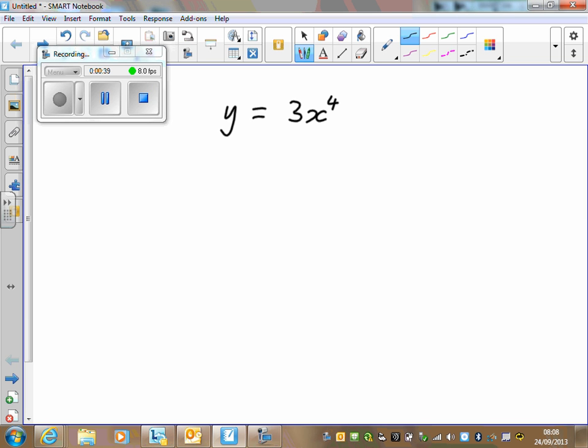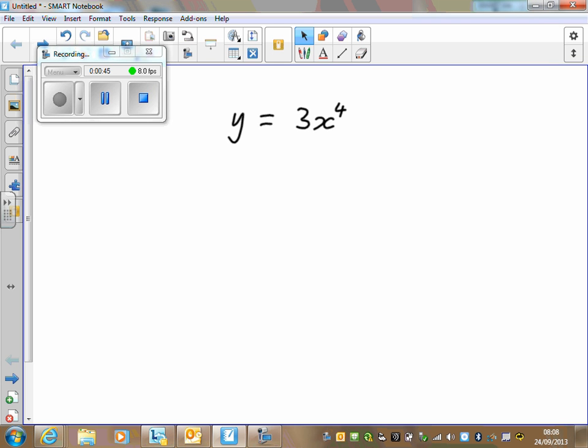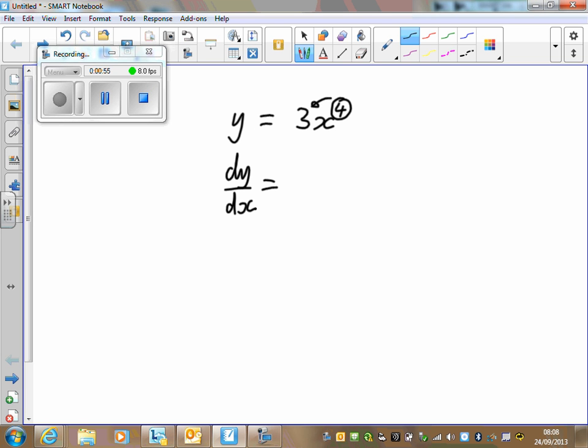Okay, so we know from differentiation from Core 2 that if y is equal to 3x to the power of 4, for example, the rule is that we bring the power down, so dy/dx is 4 multiplied by 3, which is 12, and then we take 1 off the power, we get 12x cubed.